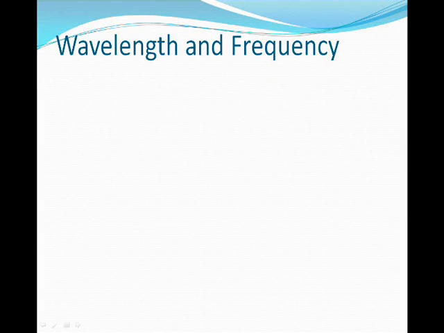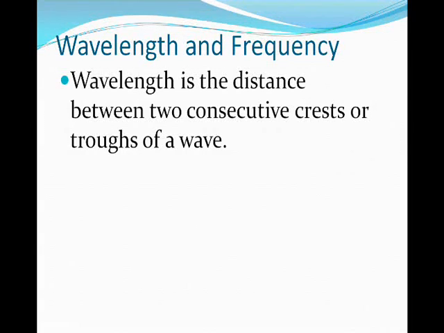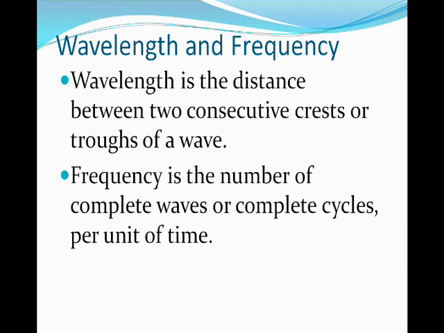Now let's look a little bit more into wavelength and frequency. Wavelength is the distance between two consecutive crests or two consecutive troughs, and that's what we've already been talking about. The frequency is the number of complete wave cycles per unit of time. So it's just how many pass through in a certain amount of time. Let me go ahead and label wavelength for you.